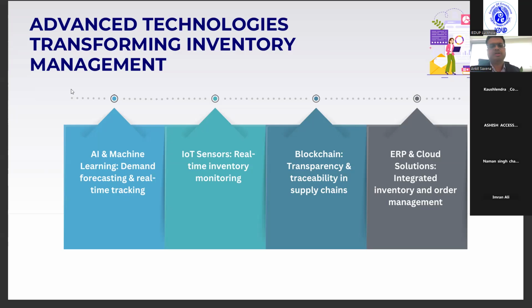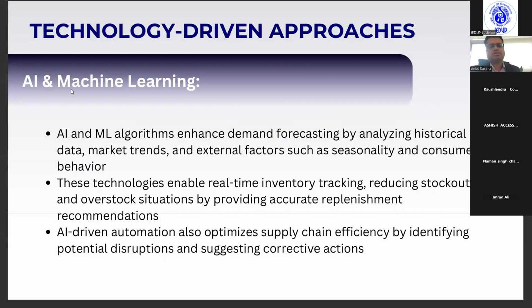And then finally, we have ERPs and cloud solutions. I gave a few solutions last time, also named a few solutions, which can basically store the entire database of inventory on cloud, and in real time, you will be able to check what kind of requirements you can fulfill with the current inventory that you have, and at what point of time you will have to order for new inventory. Right. So there are technology driven approaches.